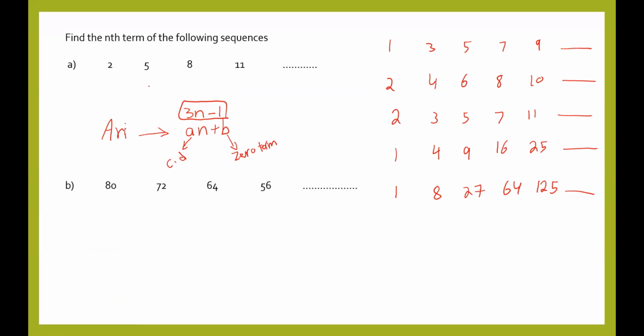If we move to the second one, let's check what the type is. We're going to see that here we subtract 8. We subtract 8.